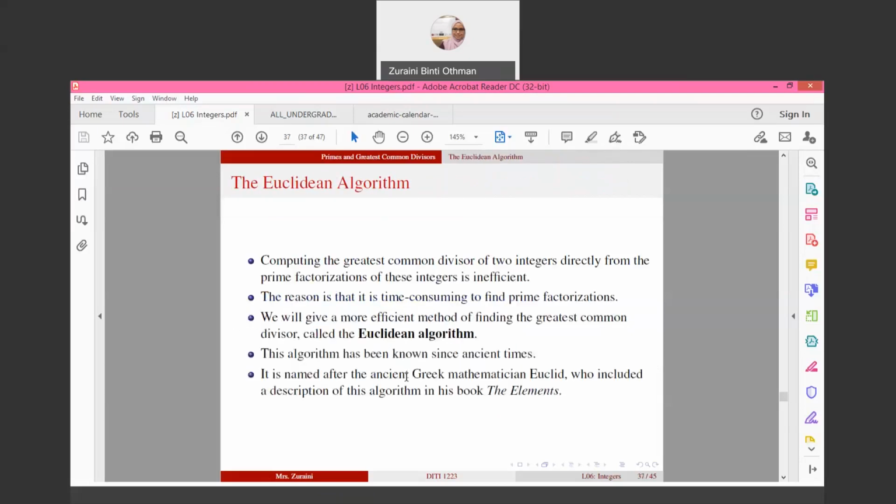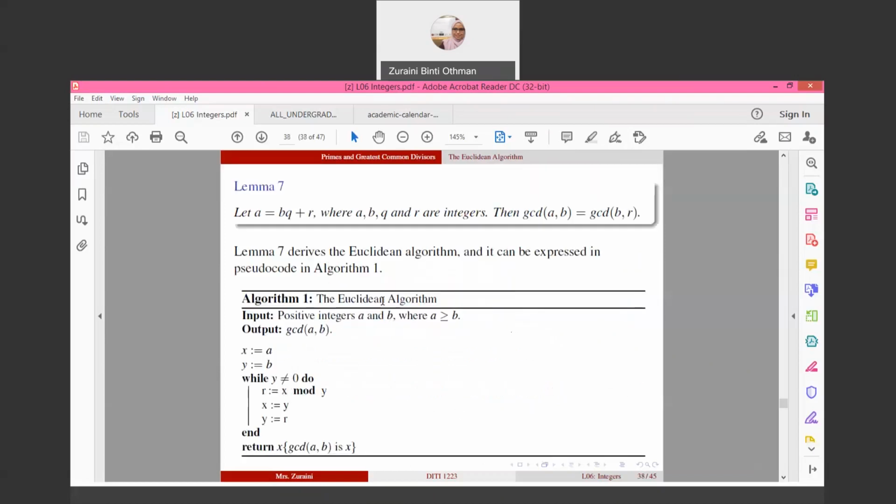Okay. So now here the Euclidean algorithm. Okay. Computing the greatest common divisor of two integers directly from the prime factorization of these integers is inefficient. The reason is that it is time consuming. Then we will give a more efficient method of finding the greatest common divisor called the Euclidean algorithm. This algorithm has been known since ancient times. Okay, it is named after the Greek, Euclid, who included a description of this algorithm in his book, the Elements.